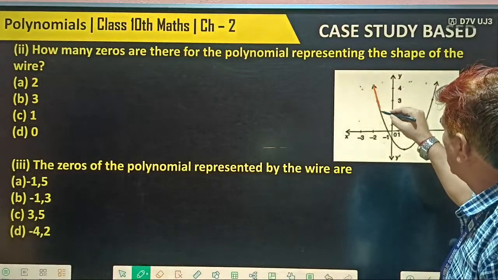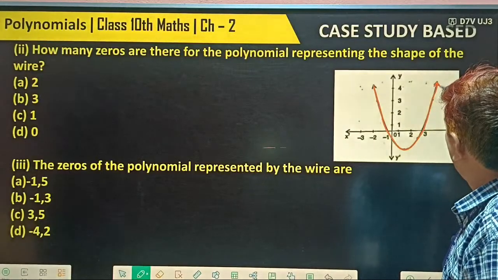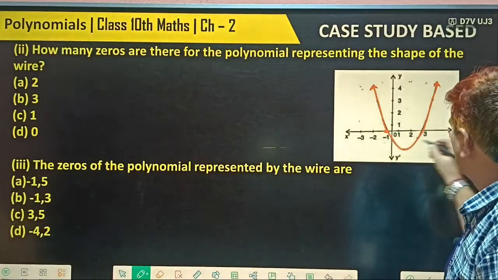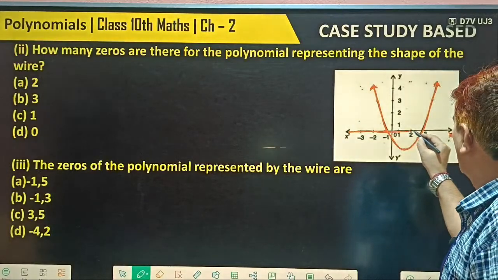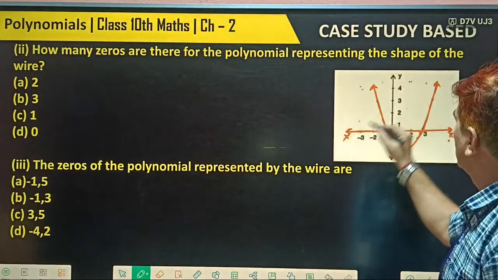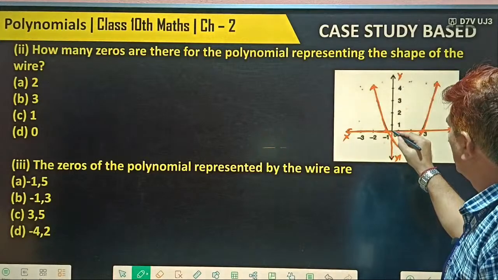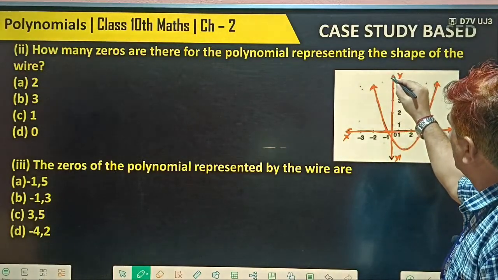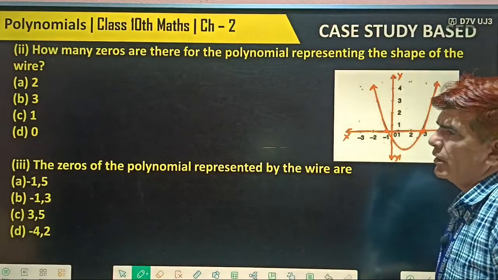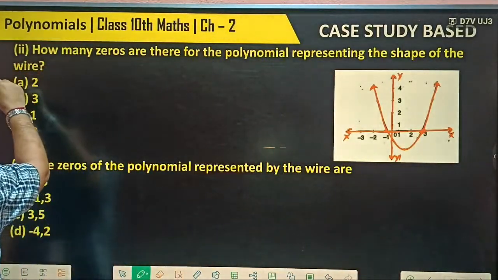How many zeros does this polynomial have? Its graph is like this, cutting the x-axis. This is the x-axis, this is the y-axis. So cutting the x-axis at how many points? 2 points. So how many zeros? 2.